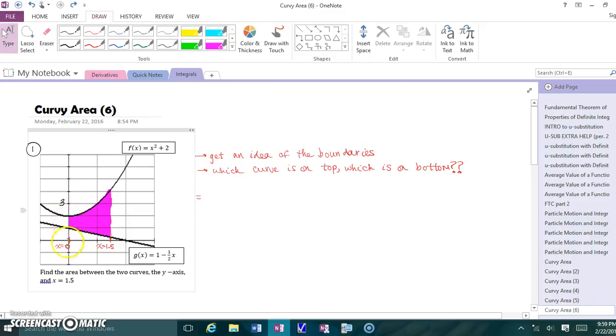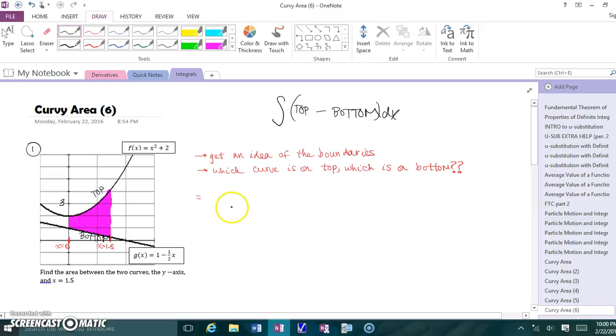The y-axis, you have to think, okay, the y-axis, what x value does the y-axis have? It has an x value of 0. And then I'm going all the way over to an x value of 1.5. So I'm trapped in this shaded area here. And then you want to be thinking what curve is on top and what curve is on bottom. Because I remember I always do the integral of top curve minus bottom curve. So you can't set this up until you know what the top and the bottom are. In this case, f of x happens to be my top curve and g of x happens to be my bottom curve. And that doesn't change as we go from left to right.